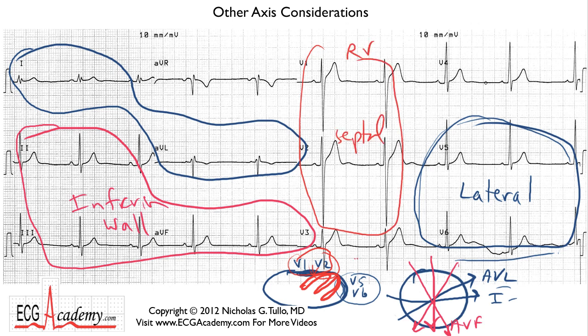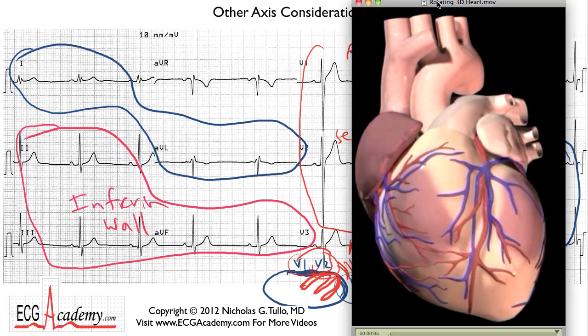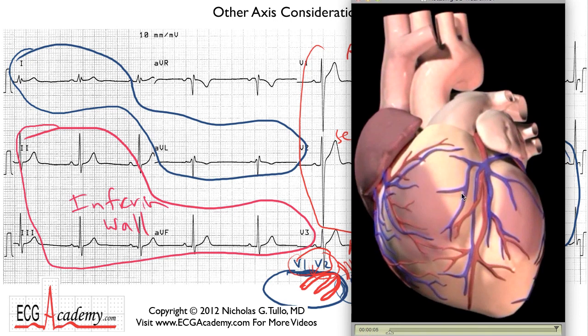And then V3 and V4 are looking at the anterior wall of the heart. So V3 is anterior, V4 is anterior. If you see changes that involve V2 through V6, then we call it anterolateral. If it's V1 through V4, it's anteroseptal. Let's kind of review the anatomy of the heart here.